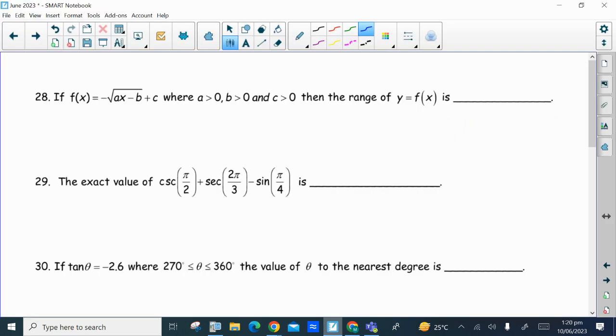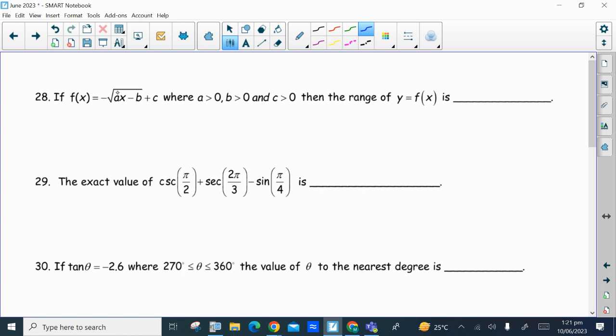So for f of x equals that expression, A is a positive value, B is a positive value, and C is a positive value. What is the range? So normally for a radical function, it starts at 0, 0 and it goes upwards and to the right. That's the graph of the square root function. But in this case, the negative sign in front means it's reflected over the x-axis, and now it's going to go downwards forever. So without that plus c on the end, it would start at 0, 0 and go downwards.